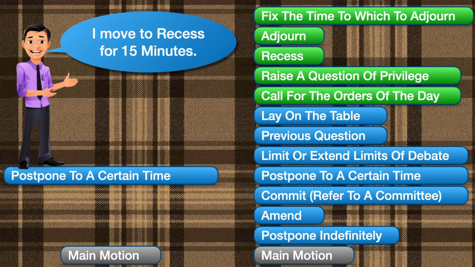Therefore, the motion to postpone to a certain time is the immediately pending motion, and the motion to recess is made by a member, but has not been placed before the assembly yet, because we first need to determine whether it is in order at this time. So let's do that now.